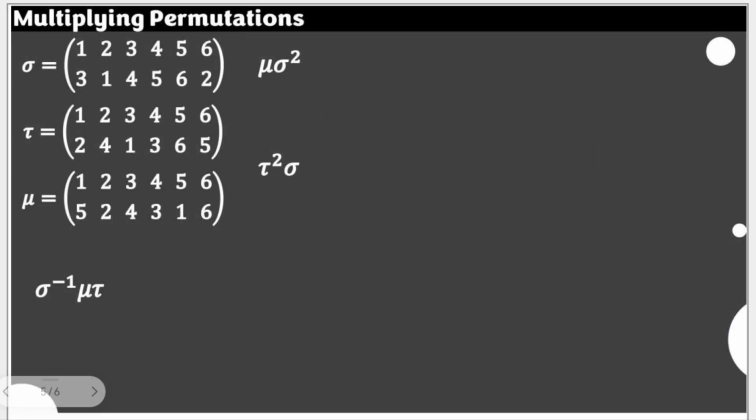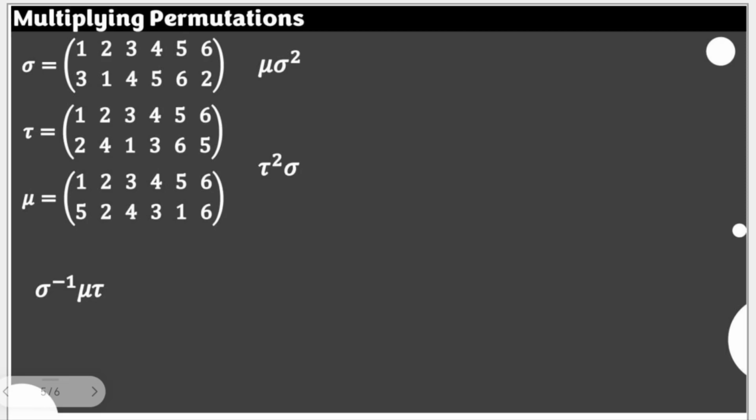Let's continue multiplying permutations, but this time we will have more than two permutations to be multiplied, but still we will have the same permutations on S6. We have the sigma, tau, and mu. Again, we cannot just multiply permutations of different lengths or permutations of a different set, because we need to have the same number of elements before we can multiply permutations.